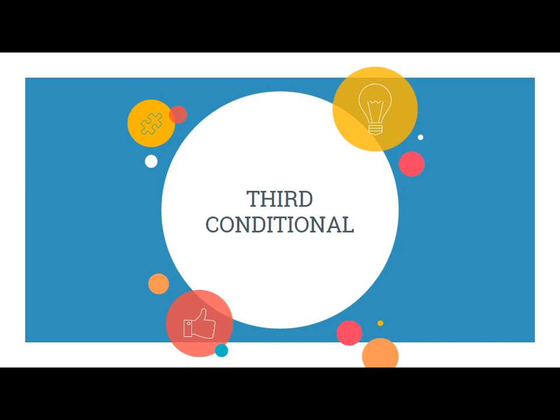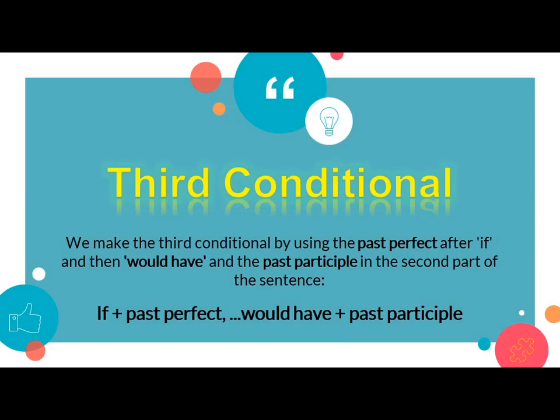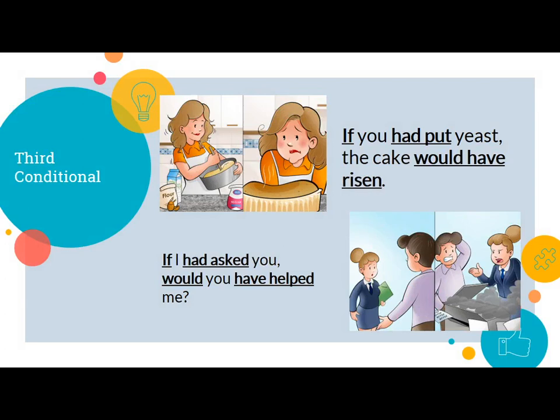So in the case of the third conditional, we're going to have the following information. We make the third conditional by using the past perfect after if. Remember, after the if clause, we're going to have the past perfect, and then would have plus the past participle in the second part of the sentence. So that means we're going to have if plus the past perfect, and then in the result clause it is going to be would have plus the past participle form. Examples, so we can understand the structure.